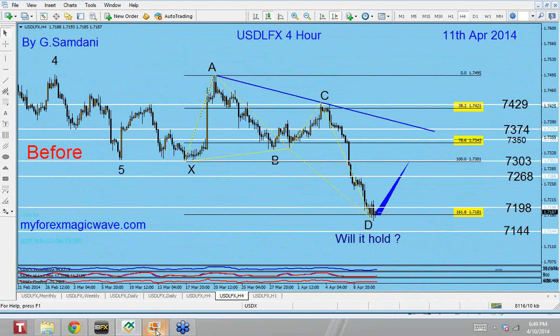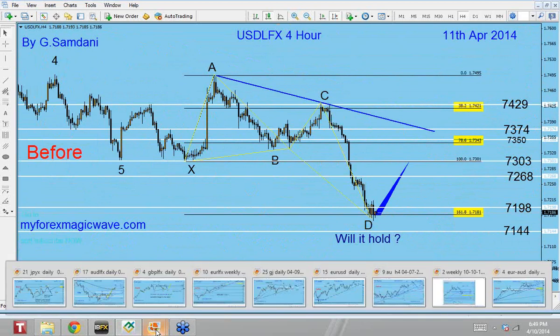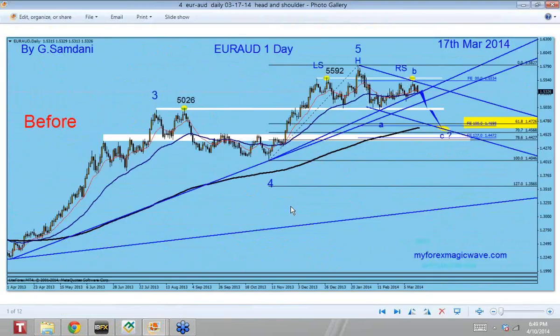What else is happening? I sent out the Euro Aussie chart as well, right? Take a look at that one. Euro Aussie.